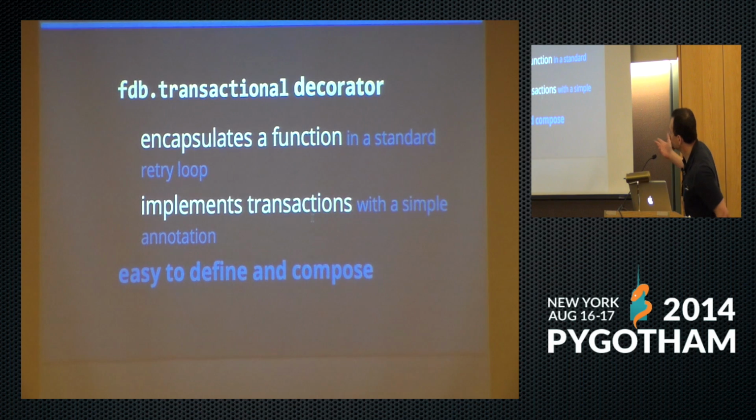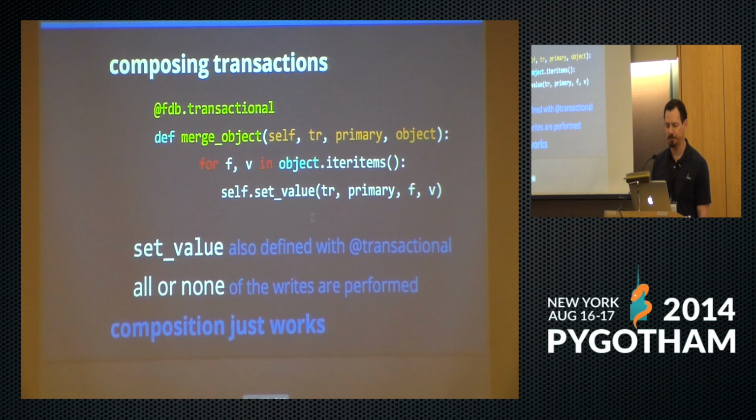Okay, so the transactional decorator I mentioned earlier basically takes a function and encapsulates it in a standard retry loop. And so I mentioned you have to retry if your commit fails. Well, the decorator is actually going to do that for you, so you don't typically write retry logic yourself. You can use the decorator, and it's not simply retrying in a loop. It actually has exponential backoff built in. So it's doing some fairly sophisticated things. And it makes it very easy to define transactions, but also to compose them.